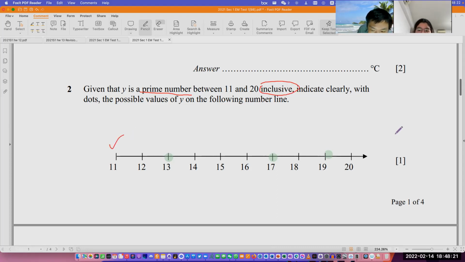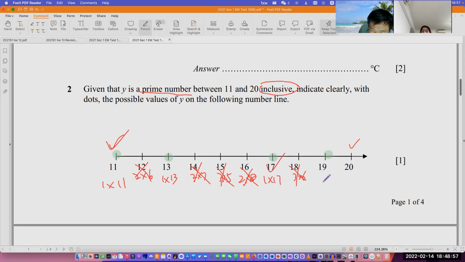Inclusive means 11 is included, 20 is also included. But of course, you need to decide whether 11 is prime. 1 times 11, only 1 and itself, I cannot find more. 12, I can see 2 and 6, so cannot. 13, 1 and 13 only. 14, 2 and 7, so not. 15, 3 times 5, not. 16, 2 and 8, cannot. 17, 1 times 17, can. 18, 3 and 6, cannot. 19, 1 times 19 only. 20, 2 times 10. So that's how you figure it out.